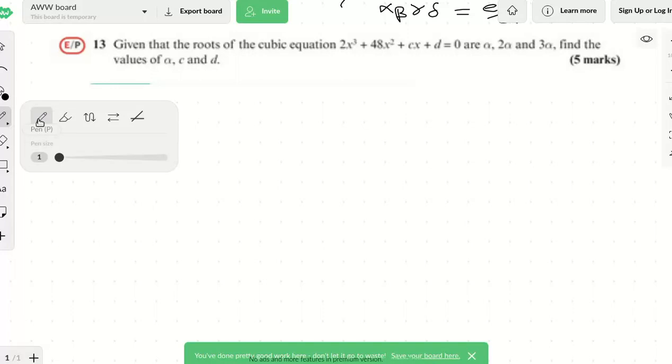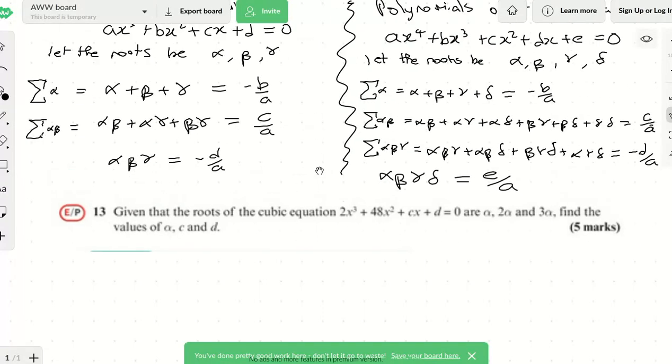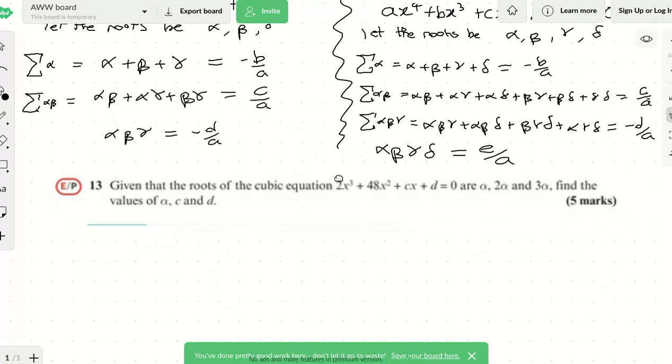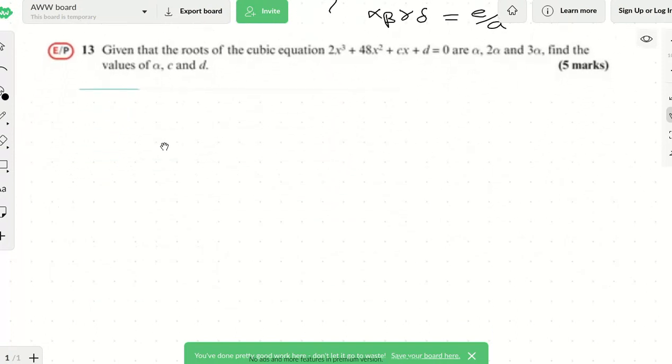Okay, so what have we got? We've got a cubic, so we're dealing with these rules, essentially the ones on the left, and we're told the roots. Now, the roots are alpha, 2 alpha, and 3 alpha. Those are my, if you like, my alpha, my beta, and my gamma in this question. So what do I know here? Well, what do I know?